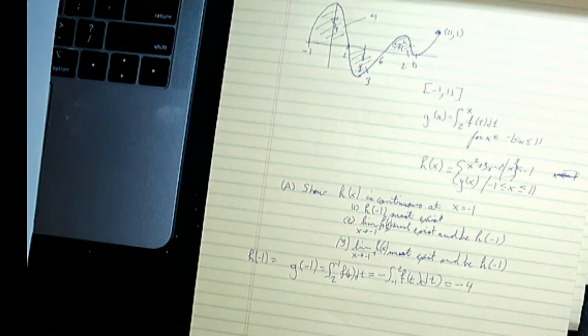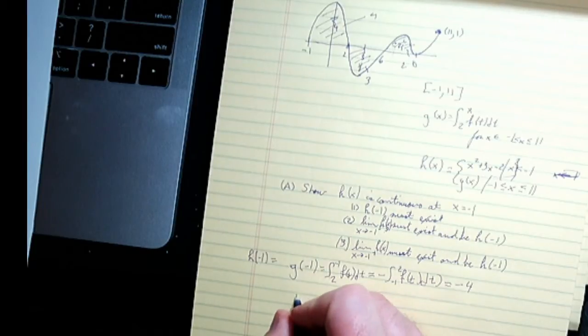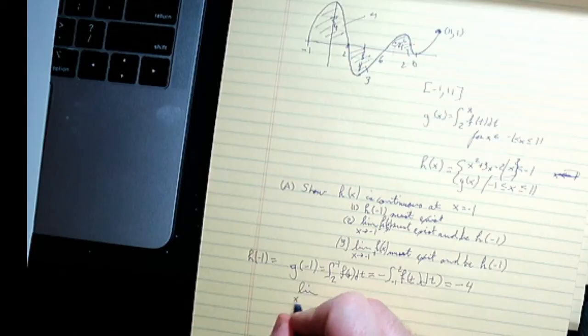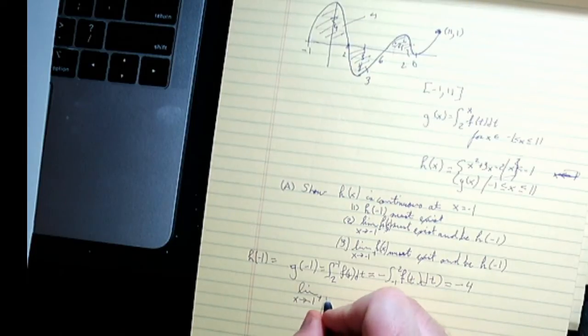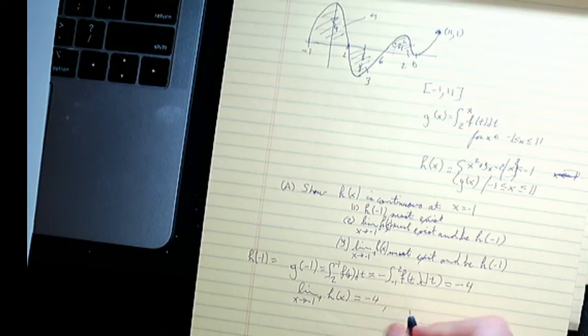So fantastic. That's equal to minus 4. And because we know the integral of a continuous function is continuous, that's also the limit from the right. So the limit as x approaches minus 1 from the right of h of x is also equal to minus 4 because g of x is continuous.